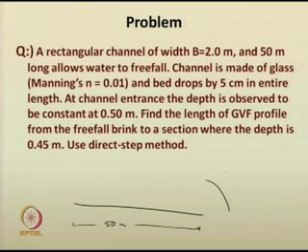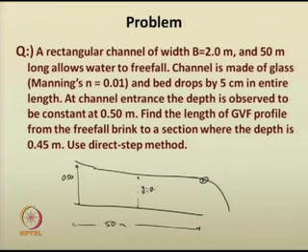At the channel entrance the depth is observed to be a constant, here, almost a constant of 0.5 meters. Find the length of the gradually varied flow profile from the free fall brink, that is from here to a particular section here, where the depth y is equal to 0.45. What is the length of the profile L? That is what we have to do now. Use the direct step method. So, let us see.